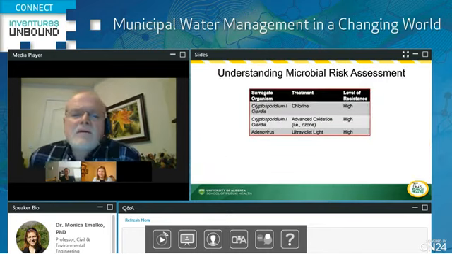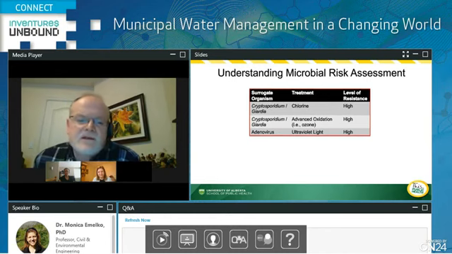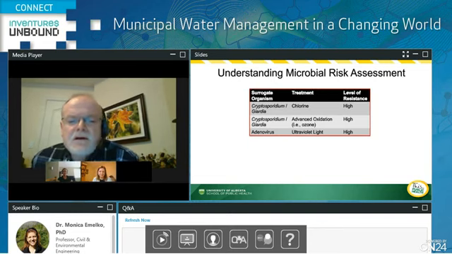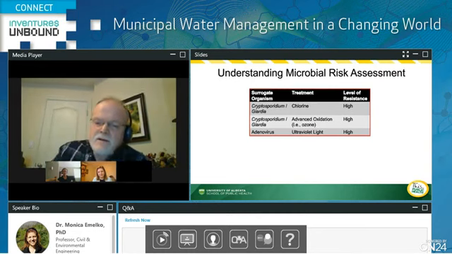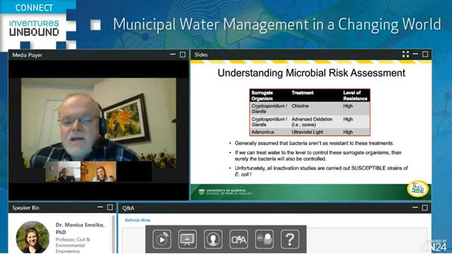Monica's talked a little bit about microbial risk assessment, and this becomes an important element as we try to understand resistance, because when we look at treatment, we often use those organisms that we think are the most resistant to a particular treatment and use them as a surrogate to understand treatment. So Cryptosporidium and Giardia are surrogate organisms for chlorine, as well as advanced oxidation. And things such as adenovirus are those that we use to set disinfection criteria for ultraviolet light.